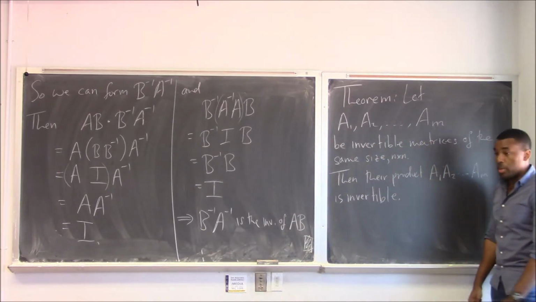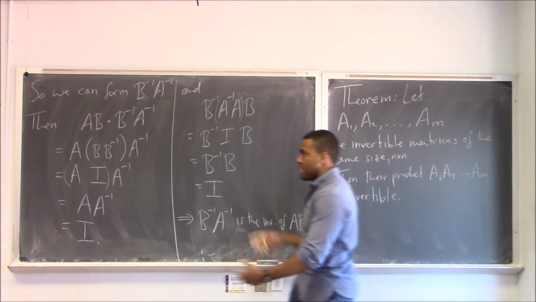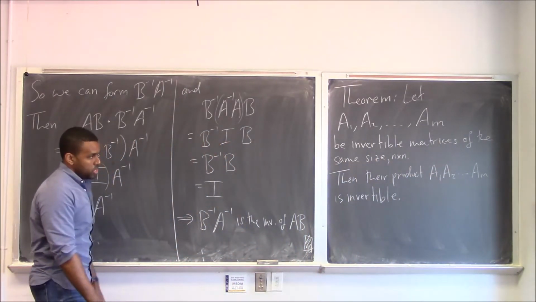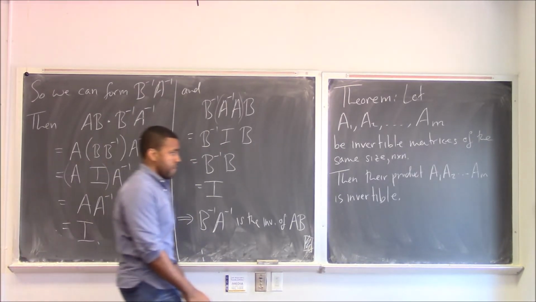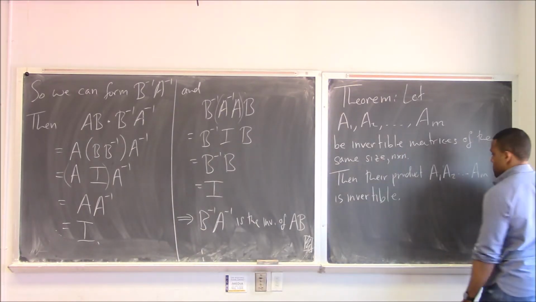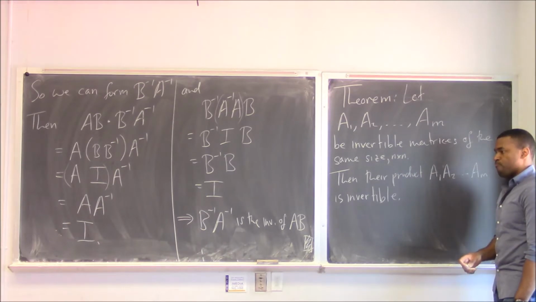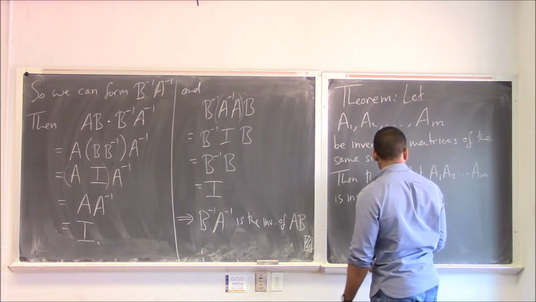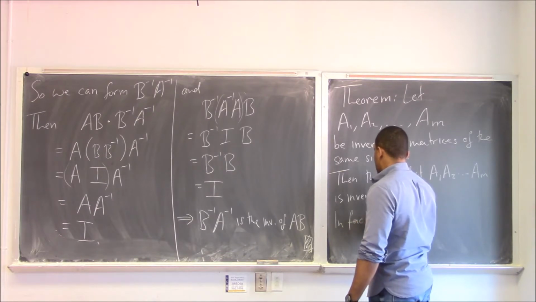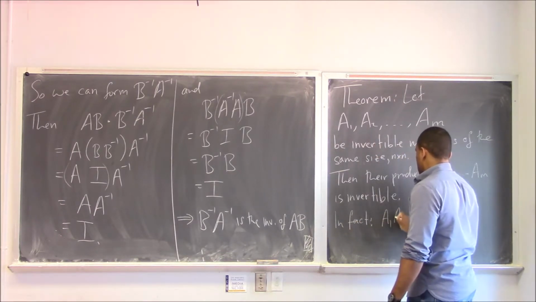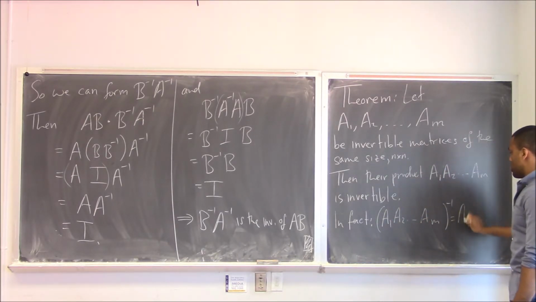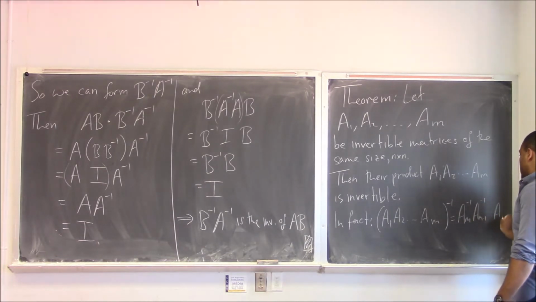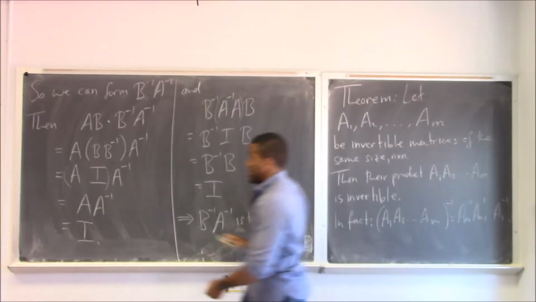Right, so it works with two, but it also works with any finite list of matrices. I take any finite list of invertible matrices, I can multiply them all together, and the result is going to be an invertible matrix. In fact, I can tell you what the inverse is. For the product A1, A2, up to Am, the inverse is the inverses multiplied in the opposite order, by the shoes and socks law. Let's actually prove that.